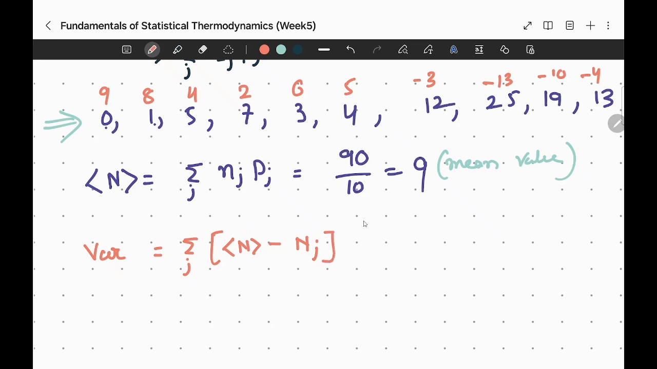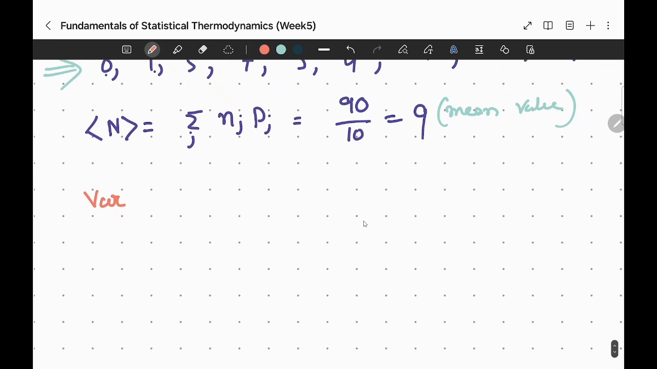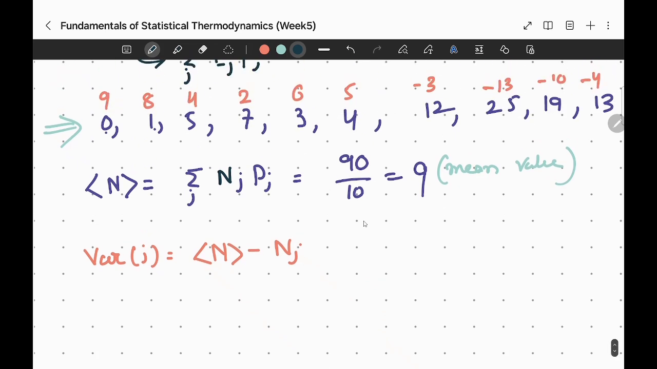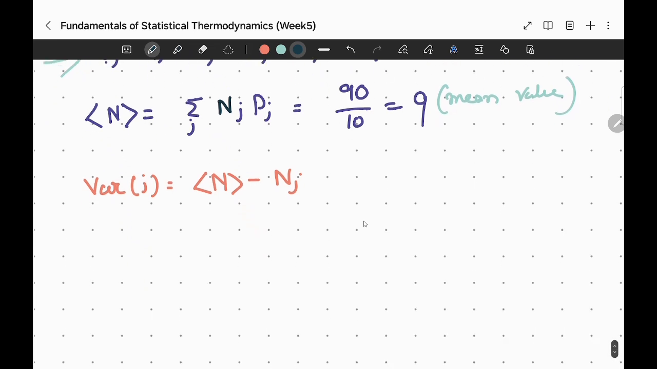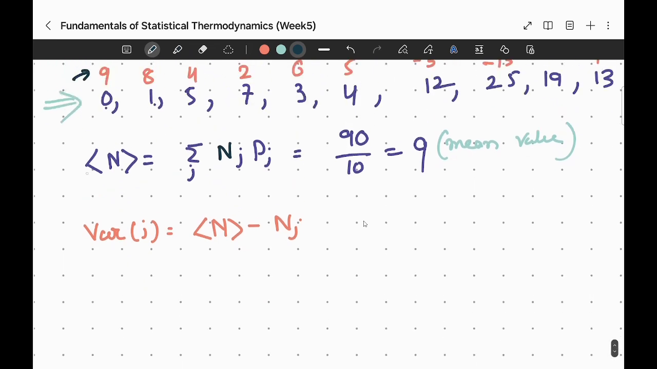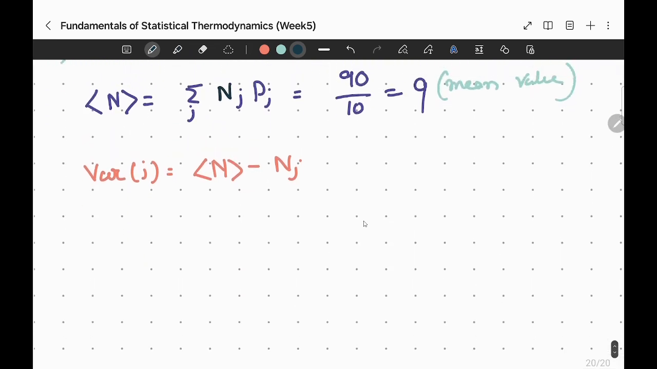Just understand what I'm saying. Let me write the variance for j. This was capital N, not the small n. This is the average value minus nj. That's why I have written the variances here. Now you have averaged the number, and now you have to average the variance. How can you average the variance? By taking the average of all the variance.